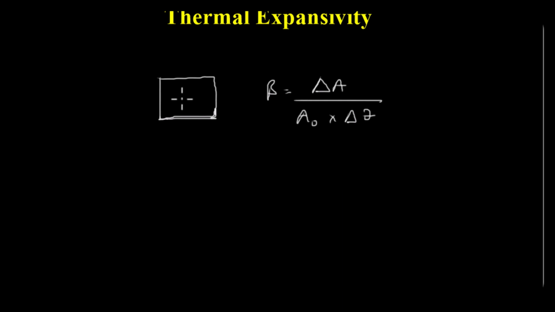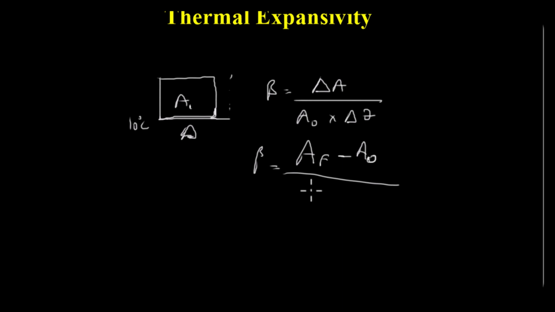Imagine this solid has an area A1 when it was, let's say, 10 degrees Celsius. By the time I apply heat to it, the length increases and the breadth also increases. So this change in area is what we've written here. And remember, we can also say beta must be equal to the final area minus the initial area, divided by the initial area times the temperature change. Again, the temperature change can be written as the final temperature subtracted by the initial temperature, depending on what we are looking for.